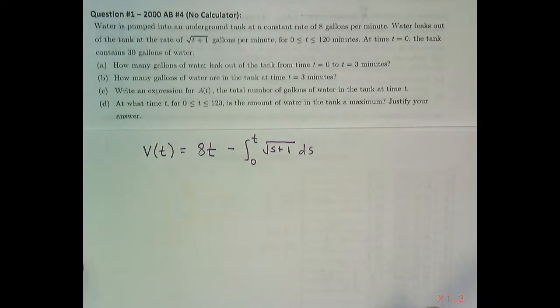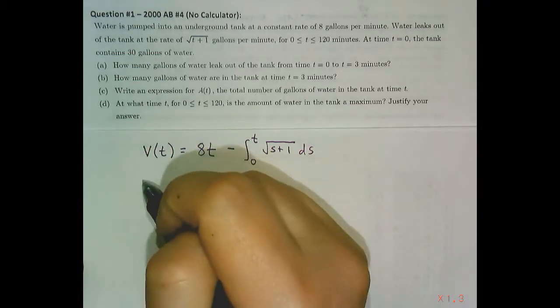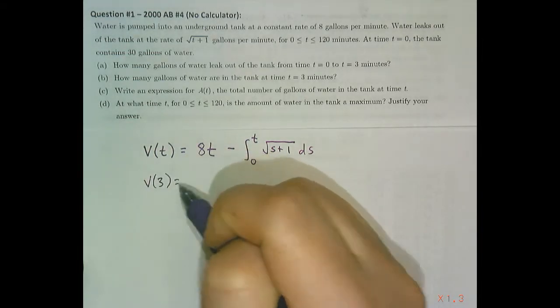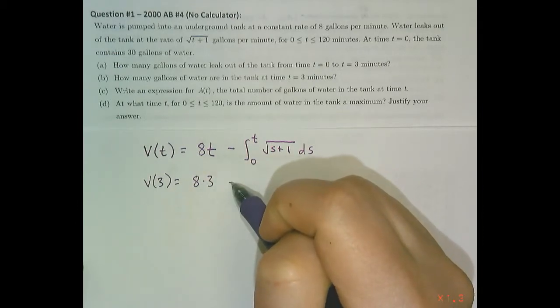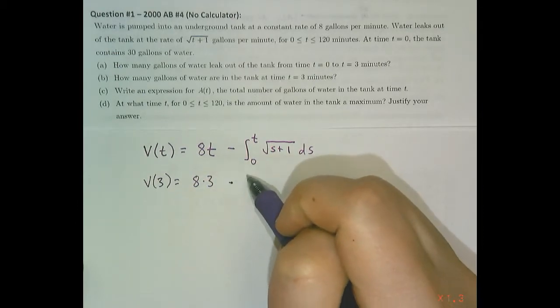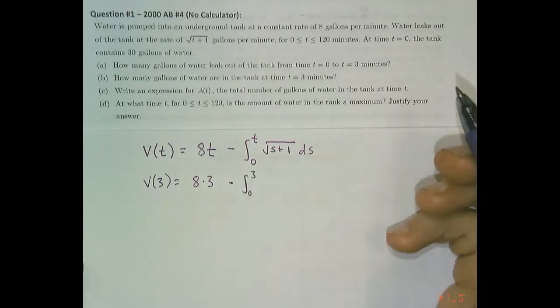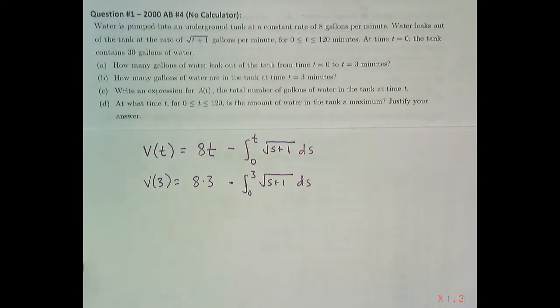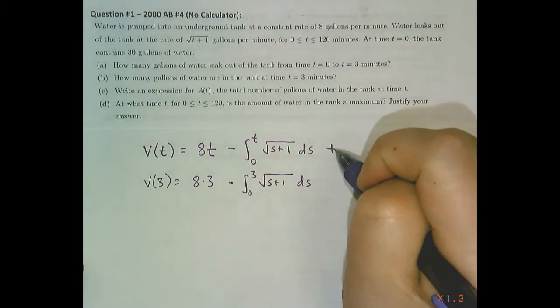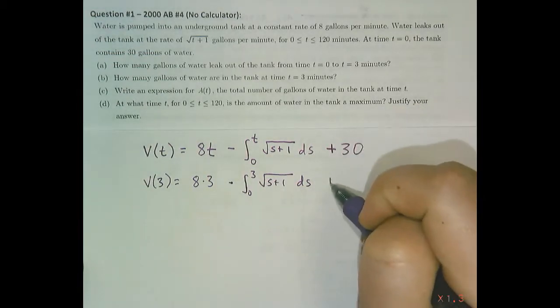Well, they want to know what is the volume at time 3. Well, the volume at time 3 is going to be 8 times 3, subtract the integral from 0 to 3 of root s plus 1. And I'm realizing I forgot one thing. The volume started with 30 gallons. So there's also the fact that we started with 30 gallons in the tank.